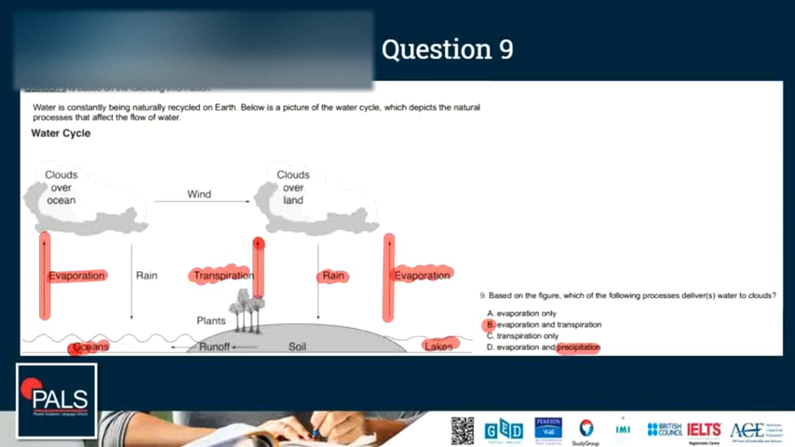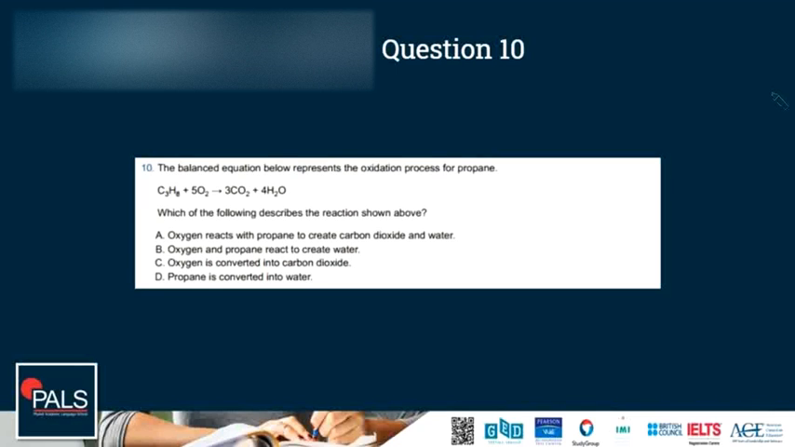Question 10. The balanced equation below represents the oxidation process of propane. Which of the following describes the reaction shown above? Oxygen reacts with propane to create carbon dioxide and water. Oxygen and propane react to create water. Oxygen is converted into carbon dioxide. Propane is converted into water.